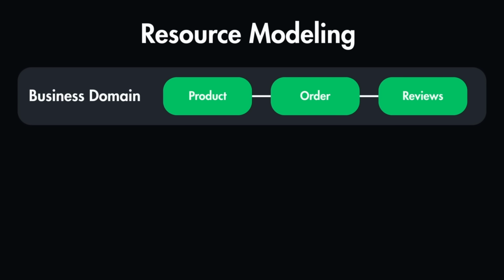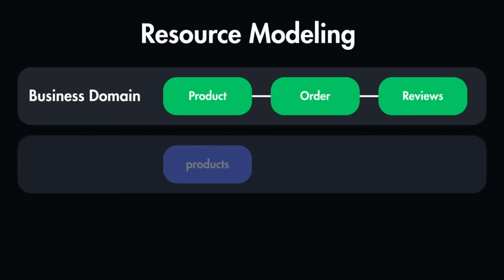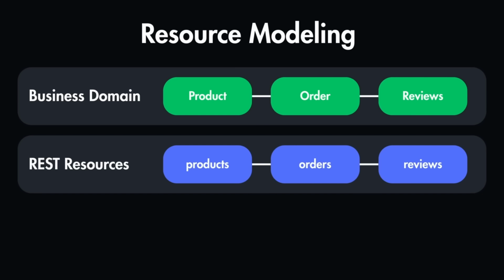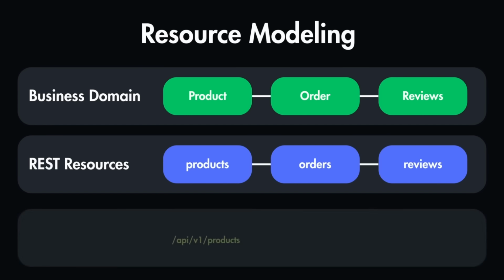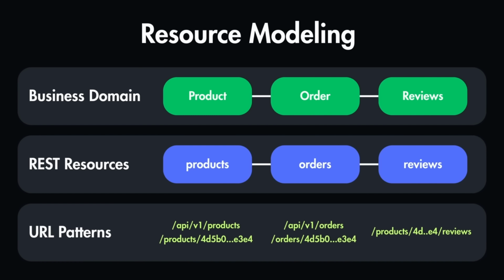Resources are the core concepts in REST. Let's say you have a business domain, which consists of products, orders, and reviews. When modeling these into a RESTful API, you usually convert these into nouns and not verbs, meaning that product becomes products, order becomes orders, and the same for reviews. These can be collections or individual items.